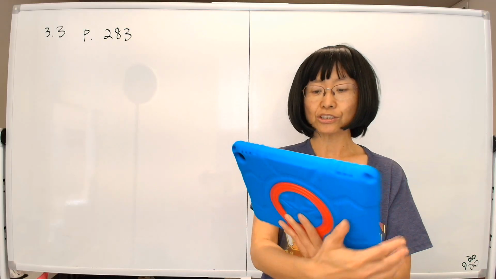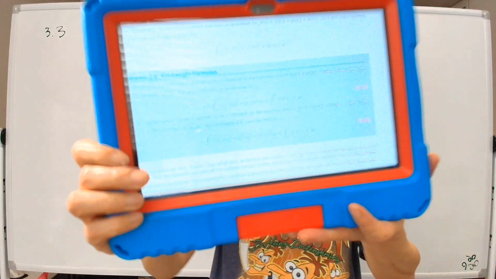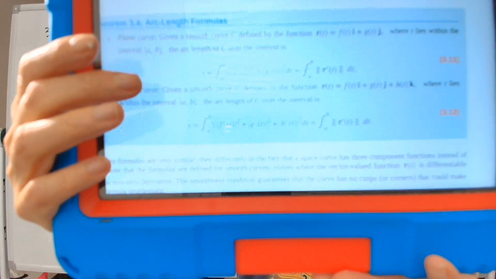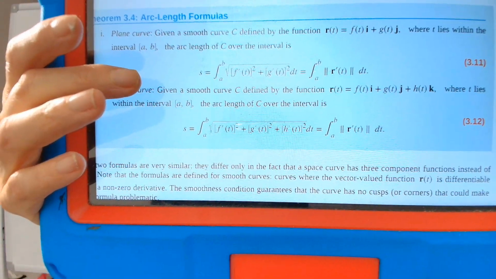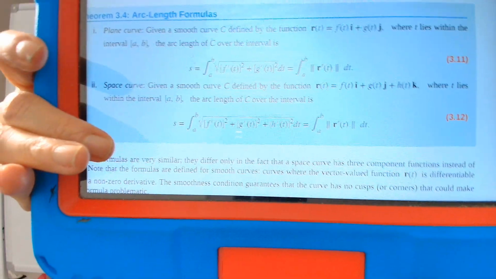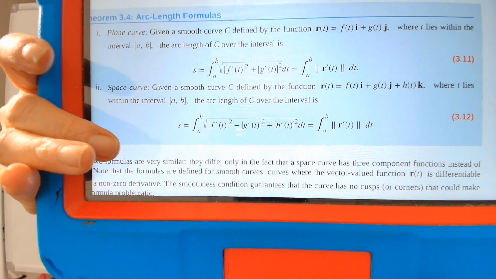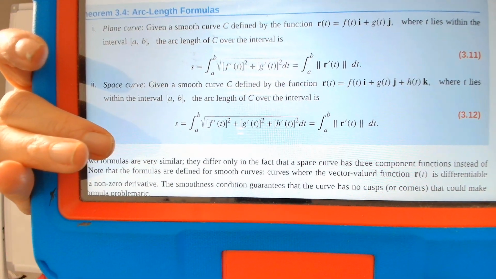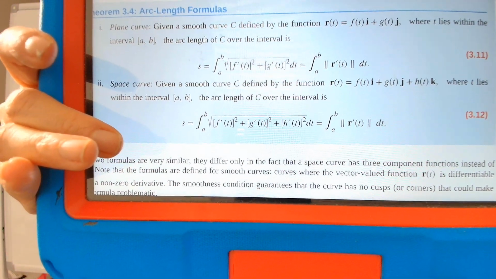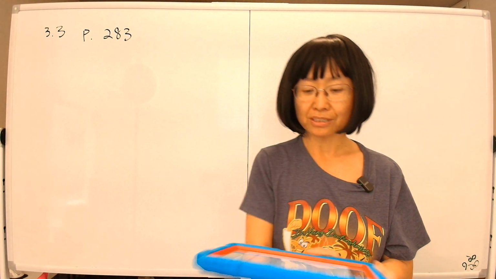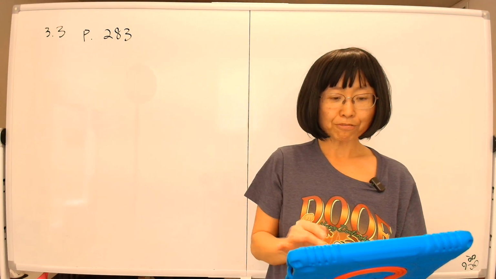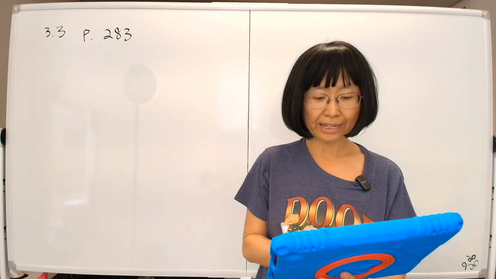And that's of course true if it's 3D as well. With 3D, if your r is f t i plus g t j plus h t k, then s will be equal to the integral of the magnitude of r prime t, integrated from one limit of t to the next. And that would be how to calculate arc length.